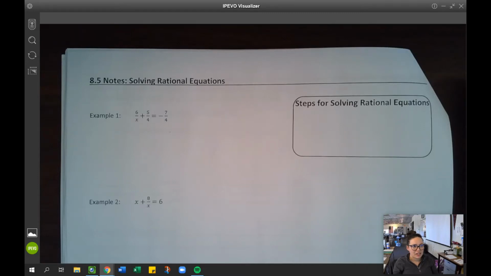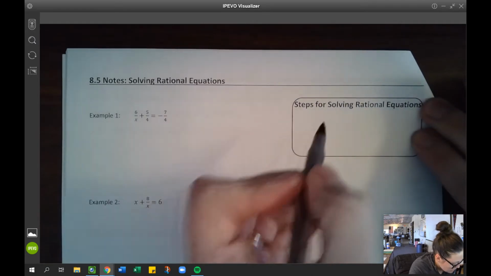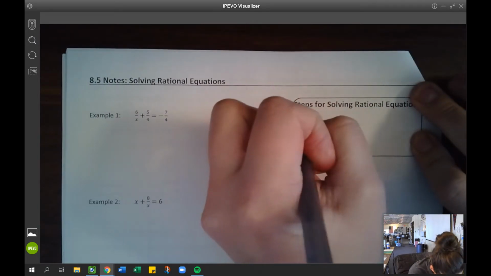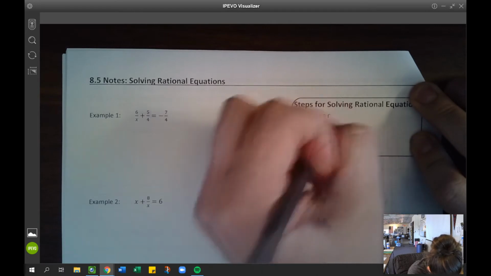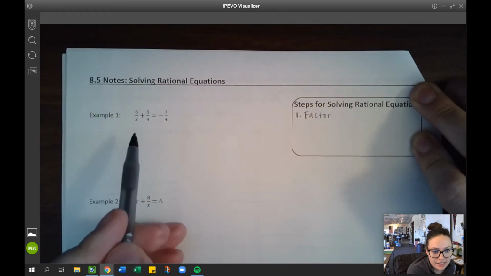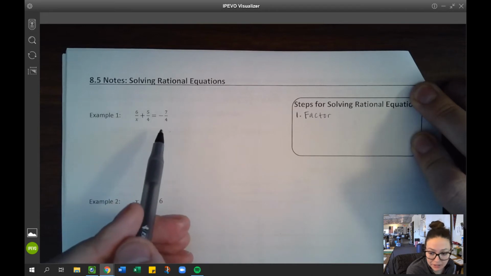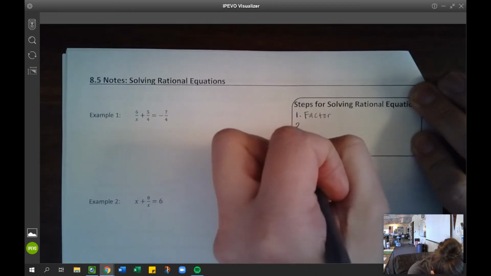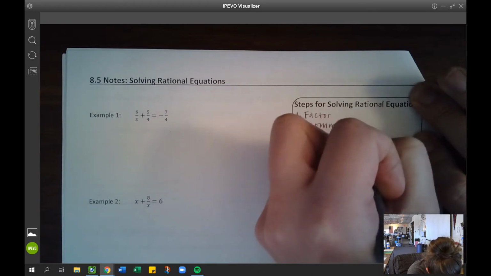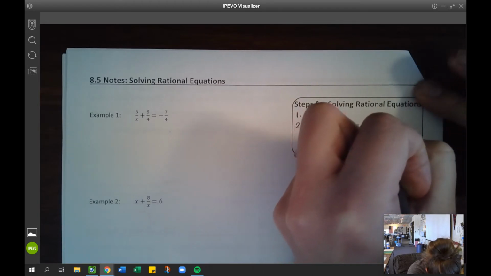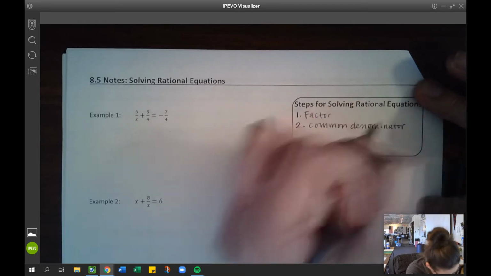All right, we're going to get started with Unit 8, Lesson 5, Solving Rational Equations. So, as always, the first step is to factor if possible. But in this case, there's nothing to factor there. Step 2 is to get a common denominator. This is something we will need to do.